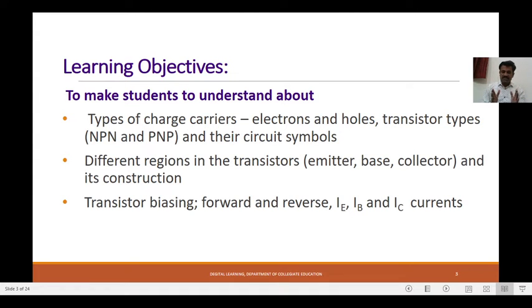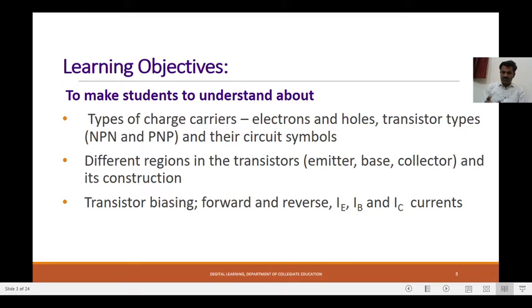And transistor biasing: unlike a PN diode, a transistor can be biased in forward and reverse ways. The emitter base junction can be forward biased and the collector base junction can be reverse biased, depending on the application. One should be able to bias a transistor, and know how it should be biased in order to function as an amplifier, as a switch or in any other particular application. A student should be able to understand that.